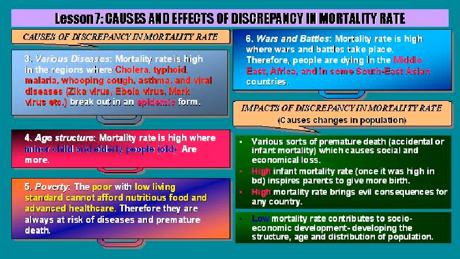That mortality rate causes changes in population. So first thing is various sources of premature death, which happen accidentally or through infant mortality, which causes social and economic loss. Then high infant mortality rate, once it was high in Bangladesh, inspires parents to give more birth. And then high mortality rate brings evil consequences for any country.